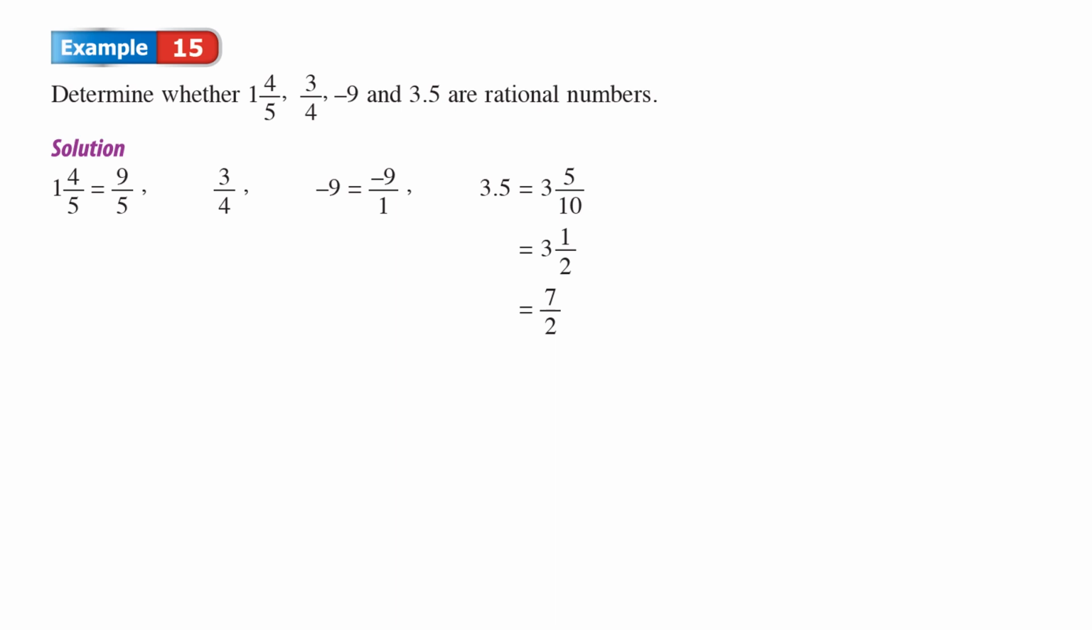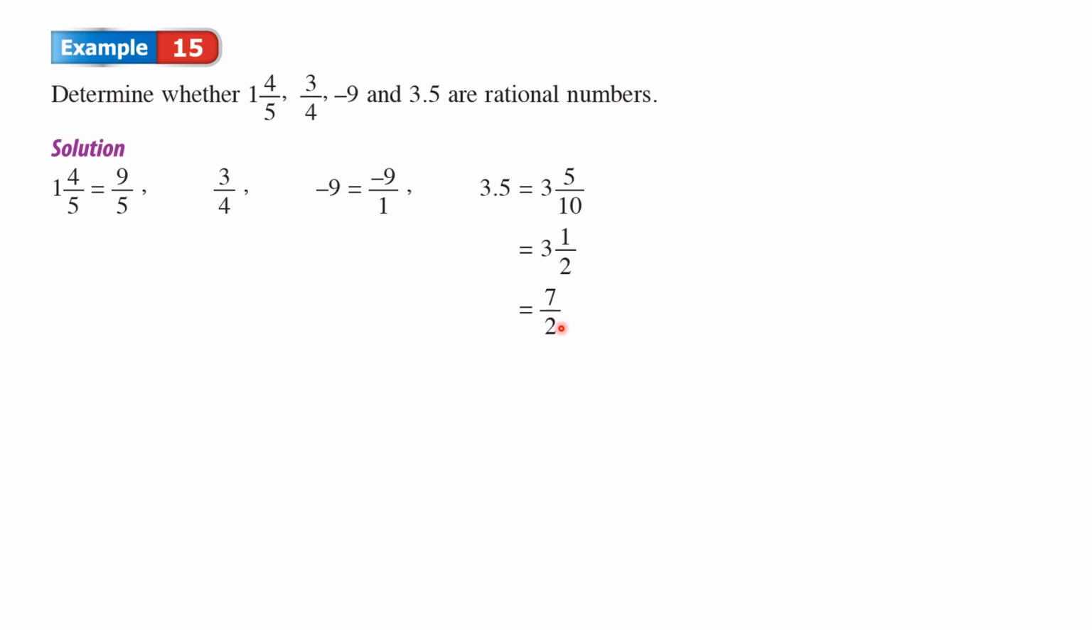So for example, here you have 4 numbers. You have 1 and 4 over 5, which you can convert it into 9 over 5. 4 over 3 is already in the fraction form. Okay, and negative 9, which is negative 9 over 1. 3.5, which is 3 and 5 over 10. And we simplify it and we change it into improper fraction. We get it 7 over 2.